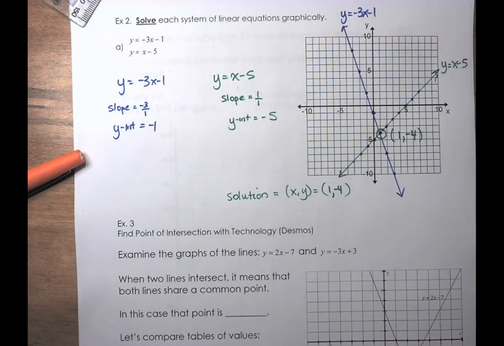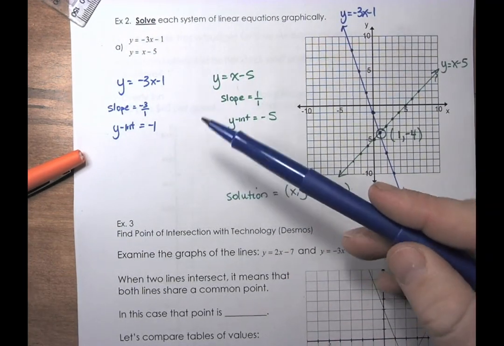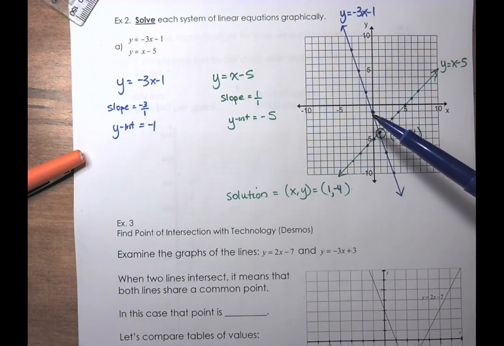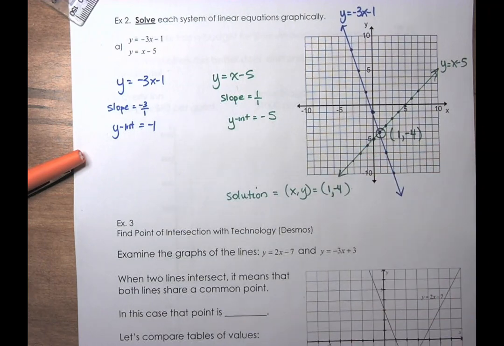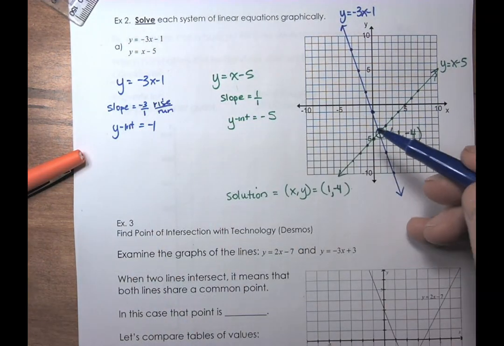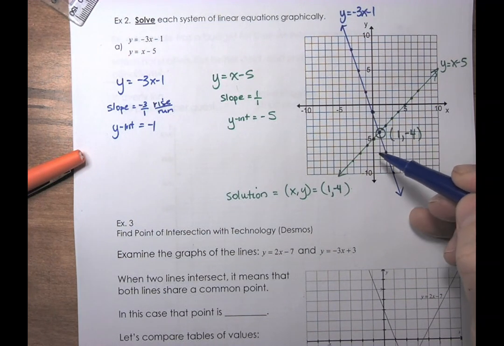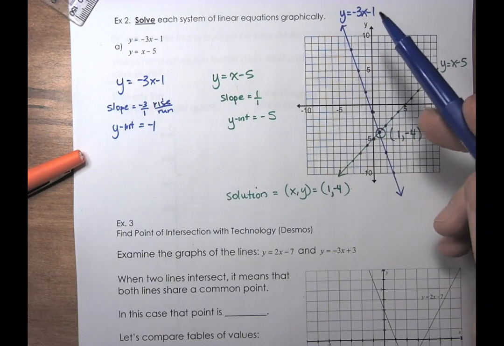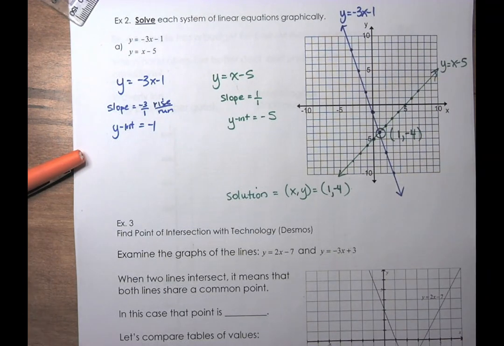So as you can see here, I plotted the blue line first. I started off with a y-intercept of negative 1, and my slope goes down 3, run a 1, down 3, run a 1. Drew my line. I labeled my equation.